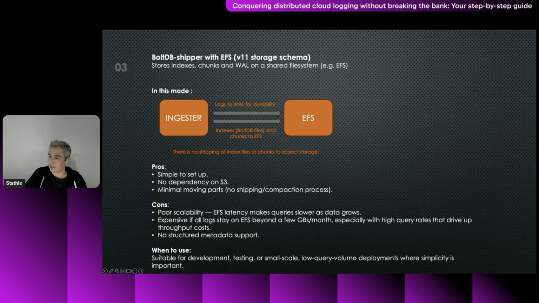Now, regarding the fact that there's no compaction, the compactor is only relevant when you're merging small index files in object storage. With EFS, Loki just keeps writing new BoltDB files. They're not compacted.